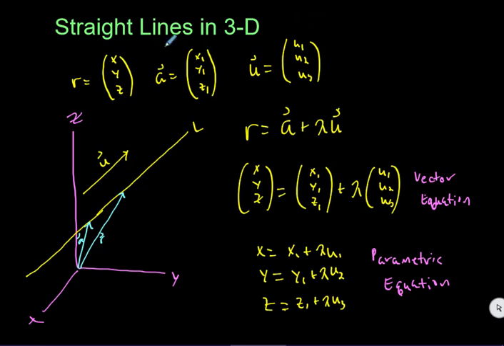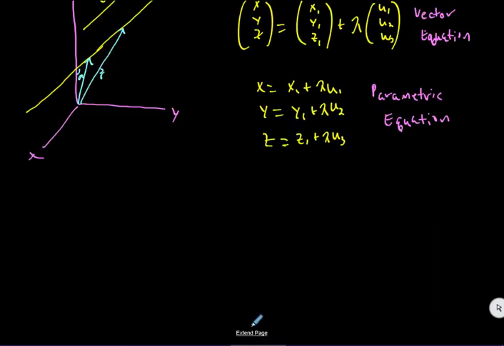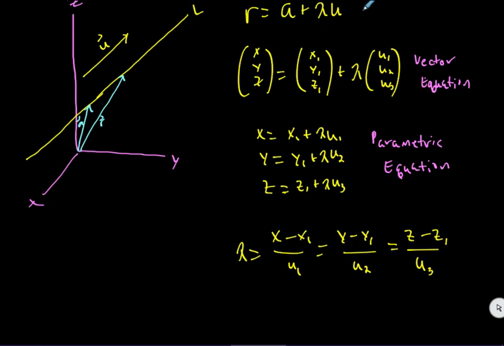And if we wanted to find our Cartesian equation, we can eliminate the parameter, right? If I eliminate the parameter by solving for lambda in each situation, I'd have lambda equals x minus x1 over u1. Solve for lambda over here, and it would be y minus y1 over u2. And then finally z minus z1 over u3. This actually turns out to be my Cartesian equation.